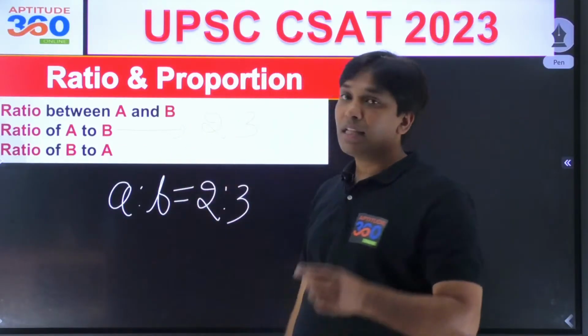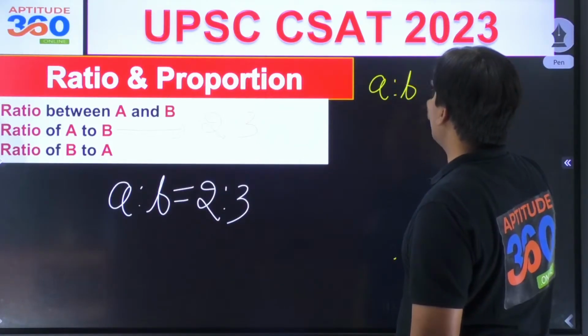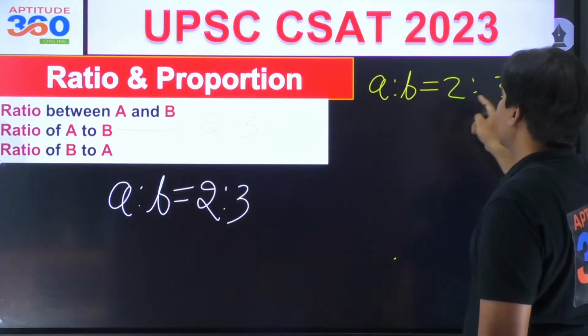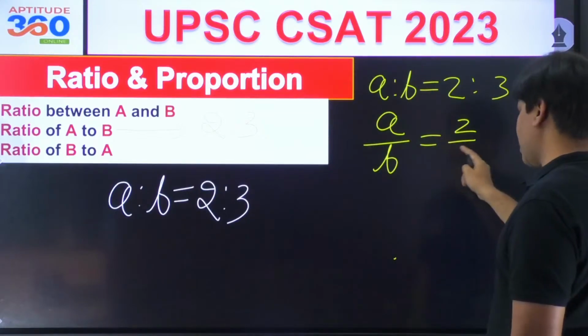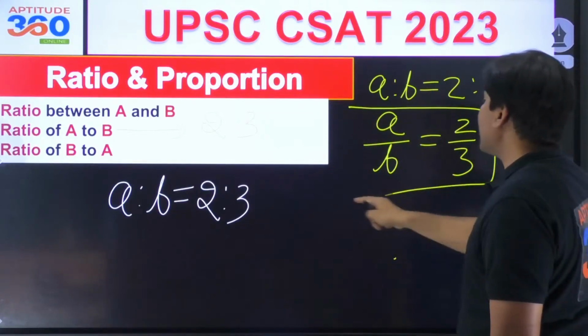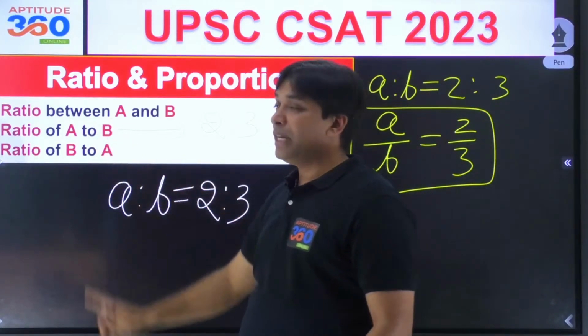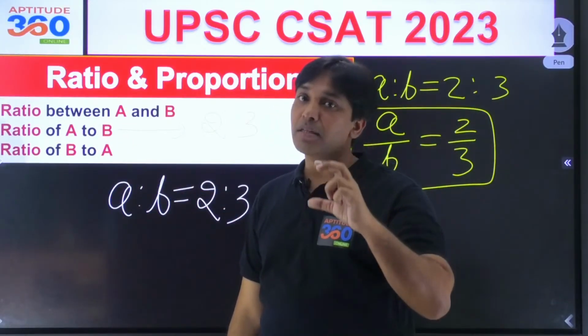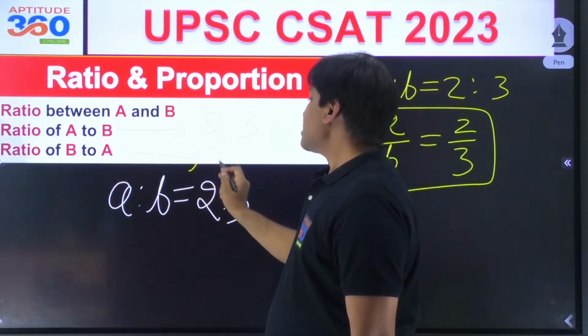What does that mean? A is getting compared. A is to B, meaning how much? A is to B as if I say 2 is to 3. Can I also say that A by B is equal to 2 by 3? I can also say this. So can I say that the value of A is getting compared with the value of B? So A to B, A in the numerator, B in the denominator. Ratio of B to A, then you have to say this is 3 is to 2.